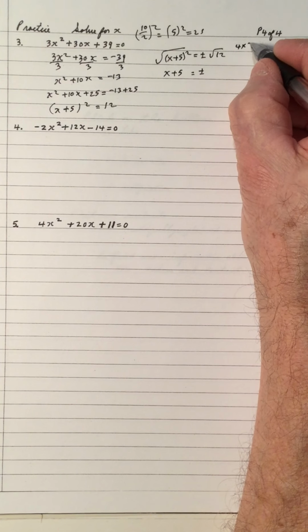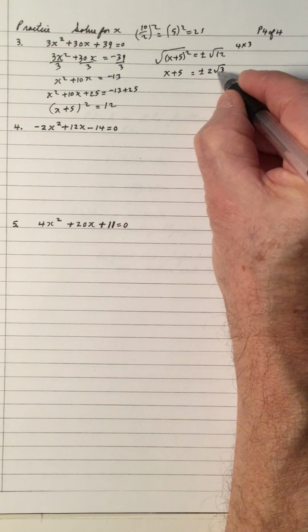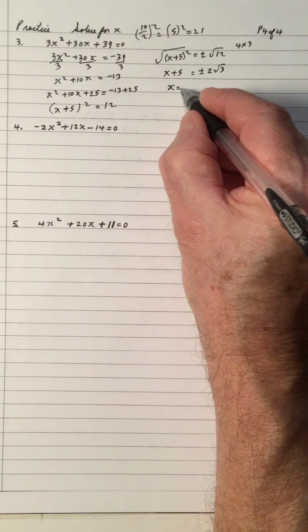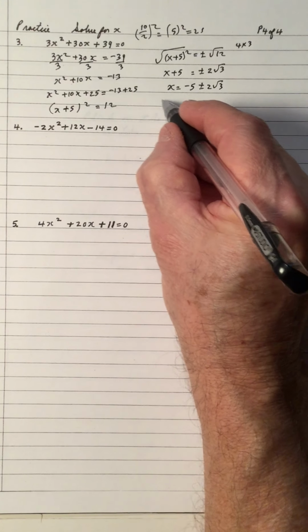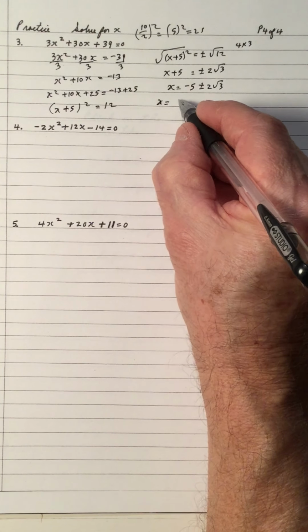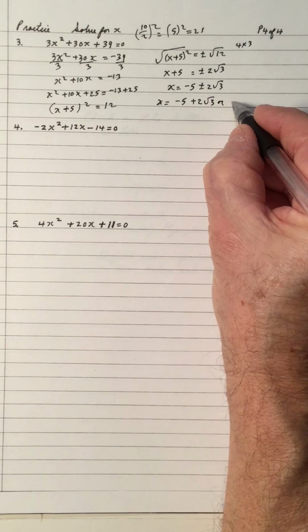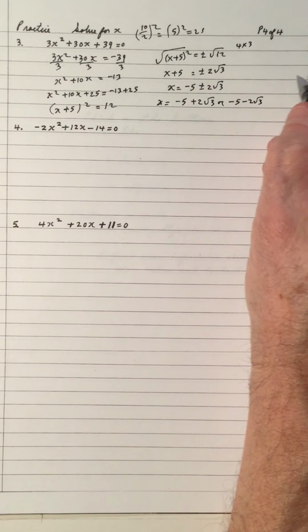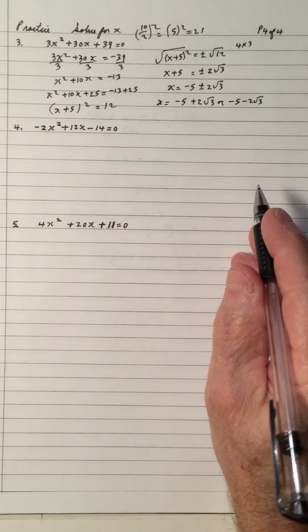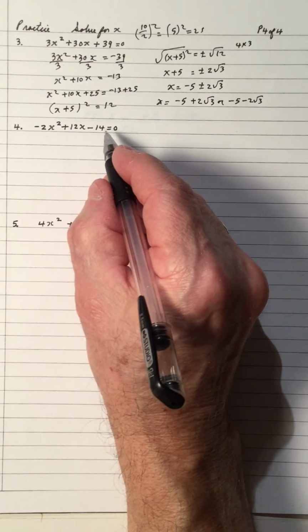is a 4 times 3. So that's a 2. Square root of 4 is 2, root 3. So x is equal to negative 5 plus or minus 2 root 3. So each answer, x is equal to negative 5 plus 2 root 3, or negative 5 minus 2 root 3. Two answers, quadratic. And number 4, we want to solve by completing the square.